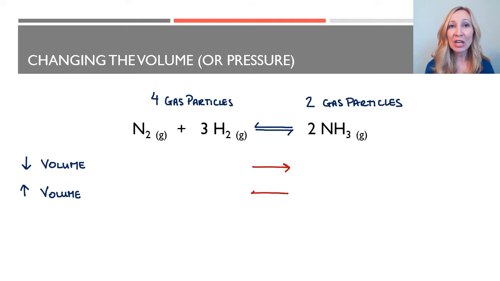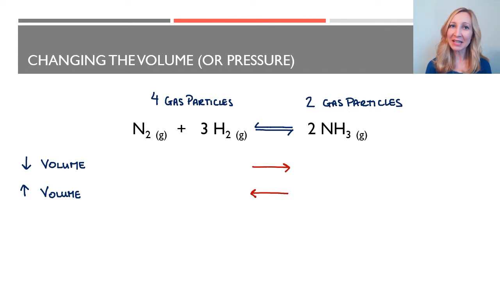So when you change the volume, the direction will shift depending on the number of gas particles on the reactant side or the product side. Before you do any work with the reaction shifting, you first need to identify which side has the fewest and the most gas particles on it.